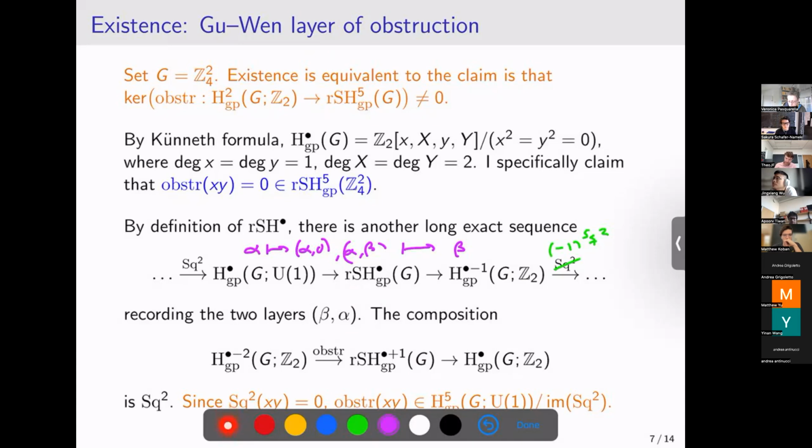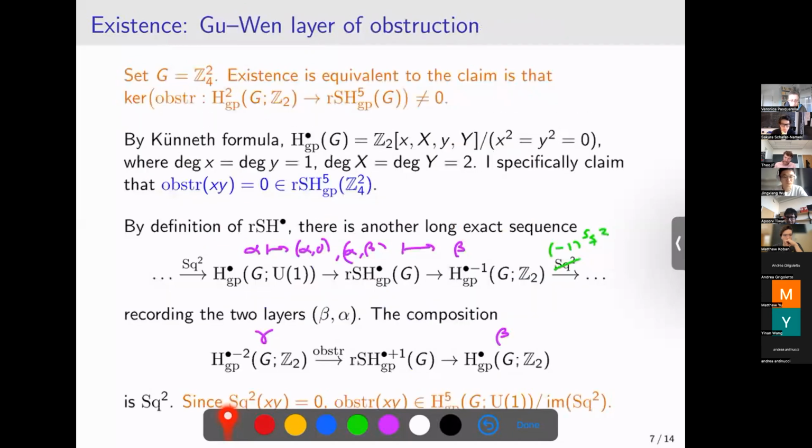So this is where gamma lives, and this is where beta lives. If you remember, the formula was that d beta was SQ2 gamma, and this is what you're seeing. In the particular case I care about, SQ2 of x squared... SQ2 in degree 2 is just the squaring. So SQ2 of xy is xy times xy, but x squared and y squared are both 0, so that's 0 times 0, which is 0. So this layer vanishes.